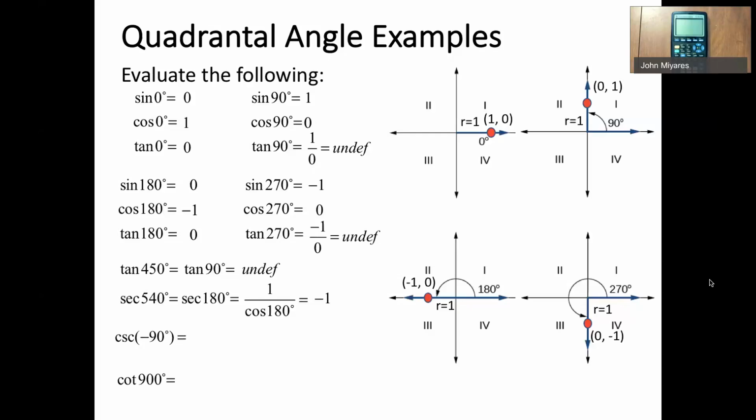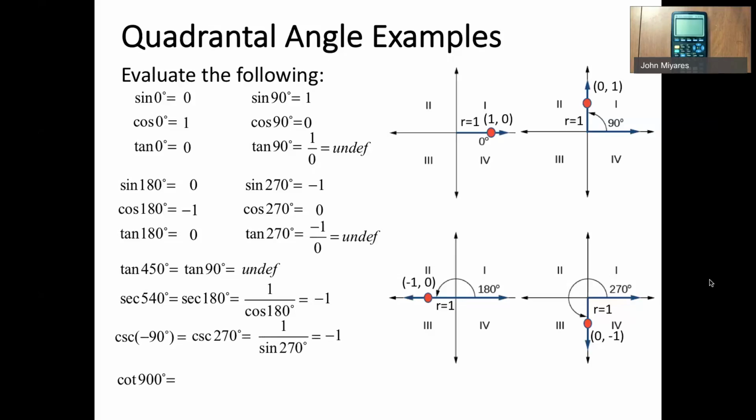All right. -90 degrees is going to be coterminal with 270 degrees. And with the cosecant being the reciprocal of the sine, we want to find what is 1 over the sine of 270 degrees. Since the sine of 270 degrees is -1, then the reciprocal is also going to be -1.